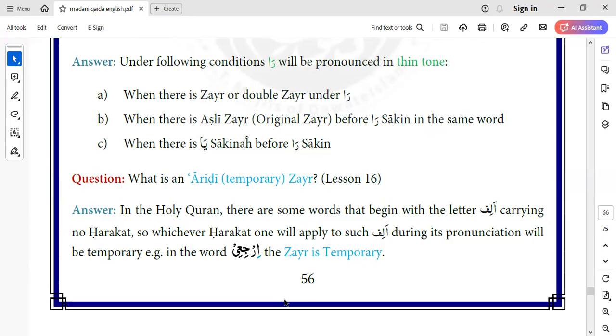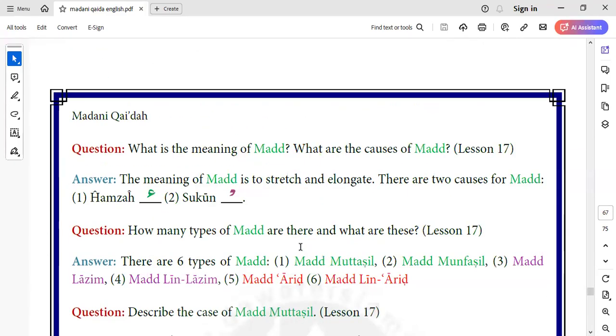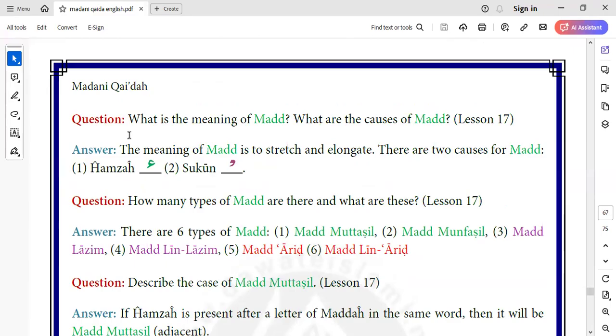Only zir will not be temporary. There is also zabar and pesh also temporary. Question. What is the meaning of mad? What are the causes of mad? Answer. The meaning of mad is to stretch and elongate.